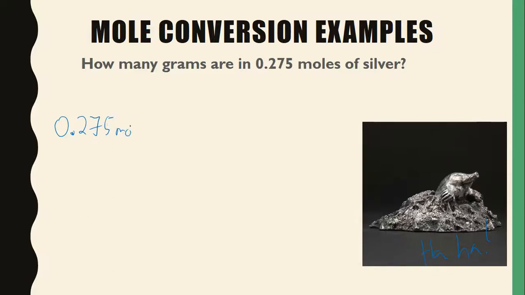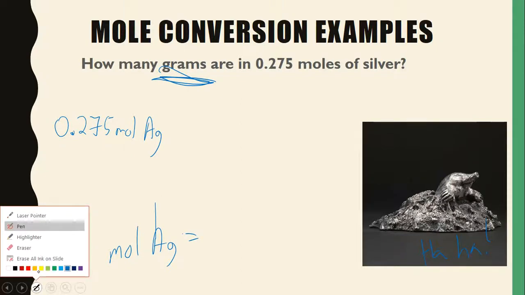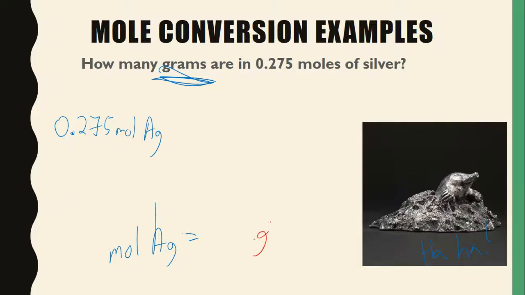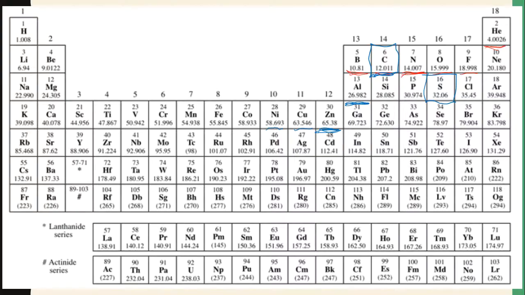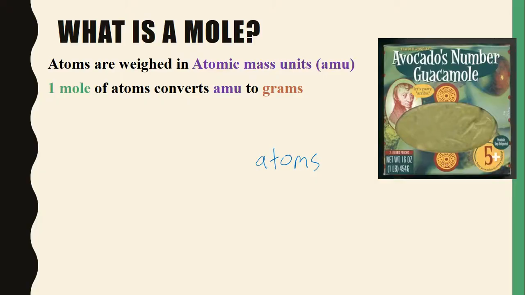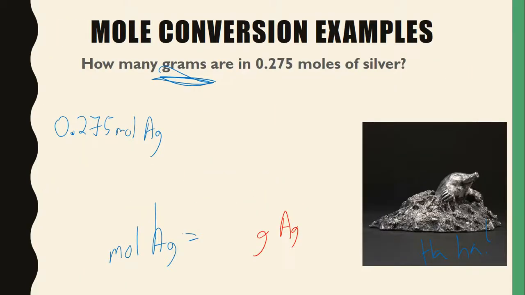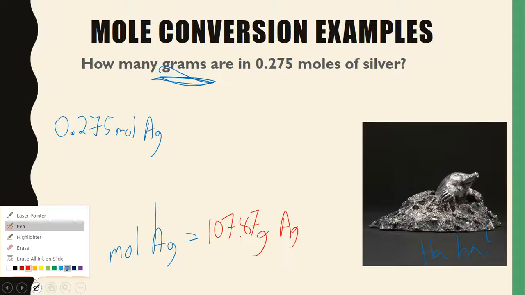So if we have 0.275 moles of silver, the question is how many grams? In order for us to figure that out, we would need a relationship between moles of silver and grams of silver. And the relationship between moles of silver and grams of silver comes from the periodic table. Silver is here, number 47. So 107.87 grams is how many grams there are in 1 mole of silver.